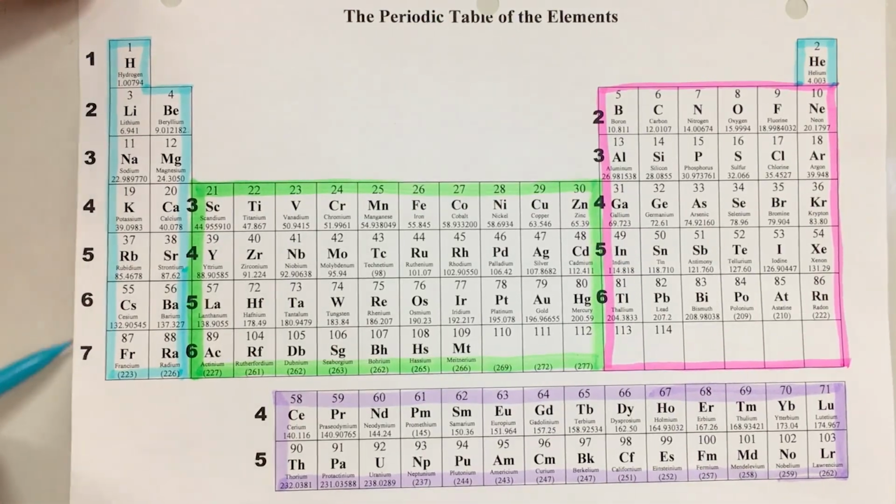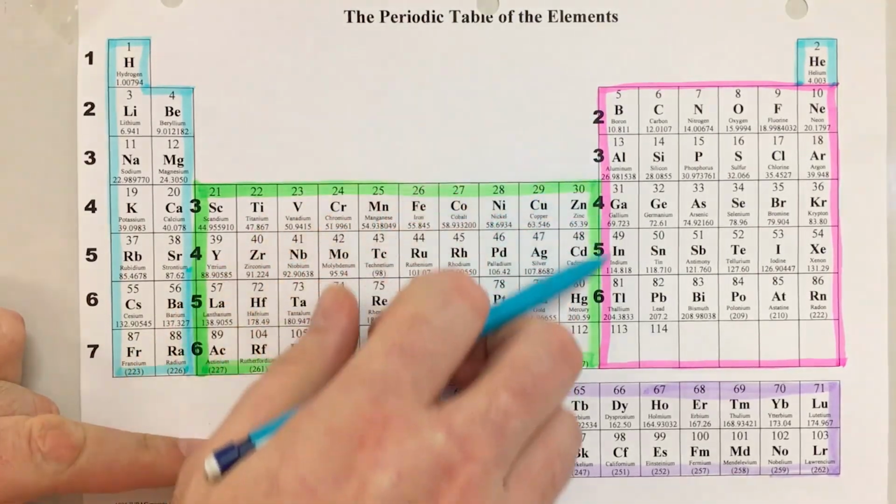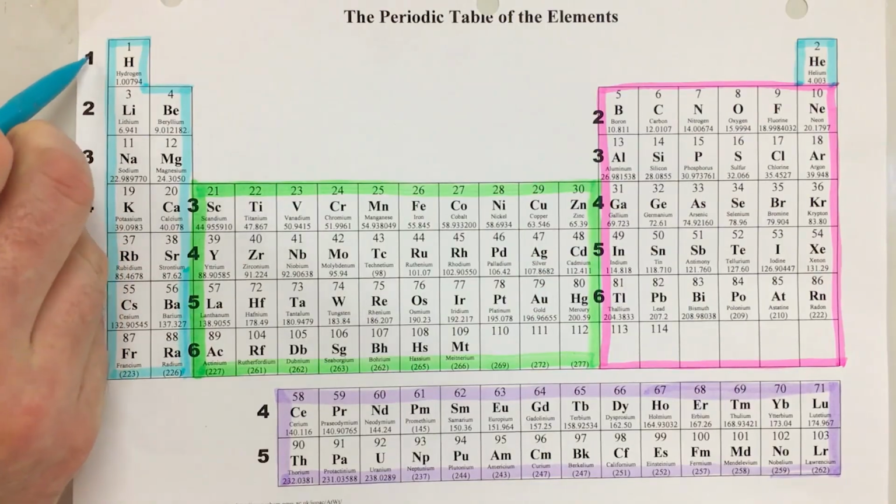So if you take a look down the numbers on the side, 1 through 7. Make note that your helium, even though it's way over here, is still part of your first energy level.